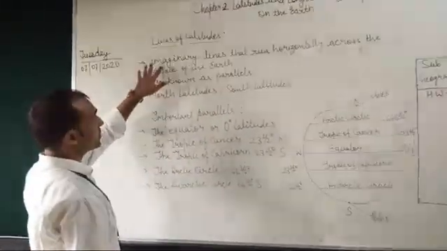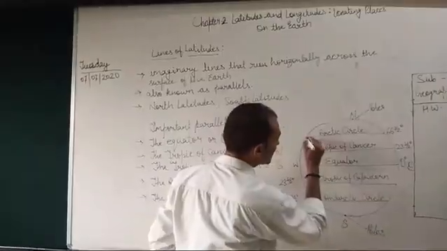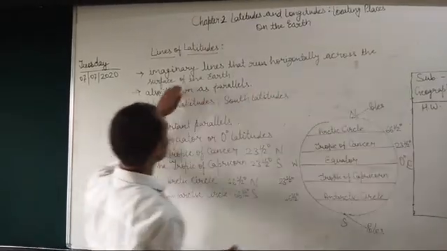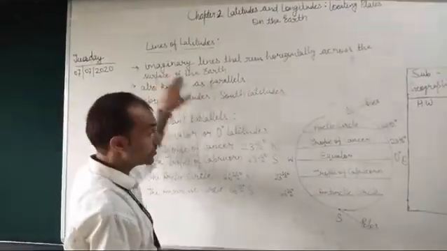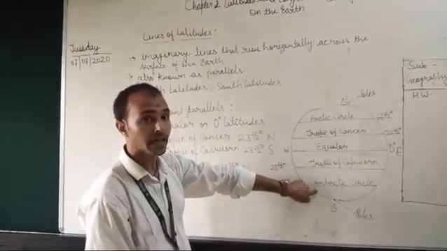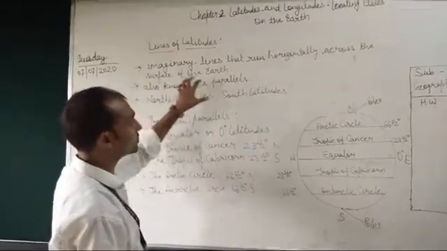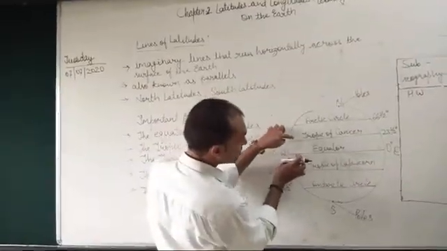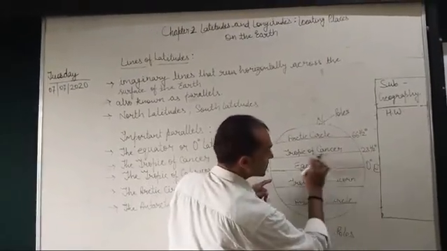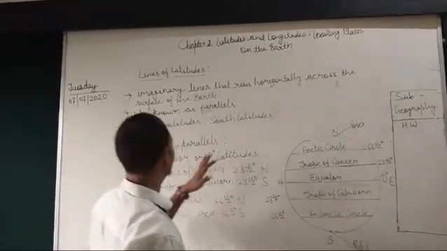So the latitudes are the imaginary lines that run horizontally. These are the horizontal lines across the surface of the earth. These horizontal lines are referred to as lines of latitudes. Now students, these are also known as parallels, because they go along the other lines. Just because of this, these are known as lines of parallels.